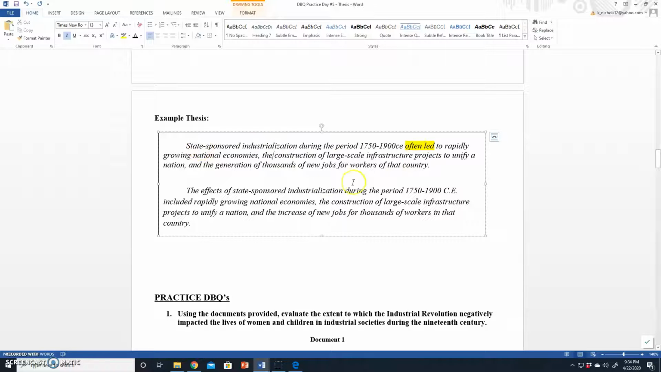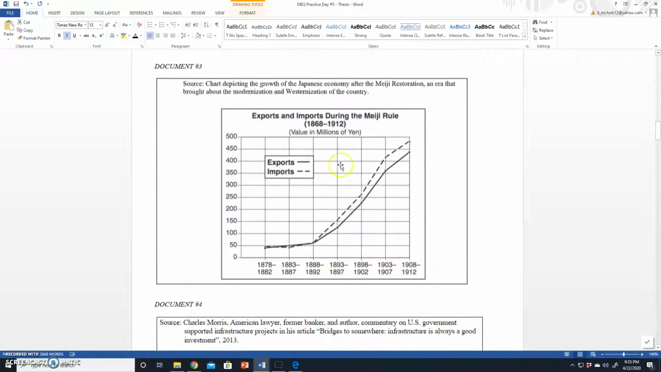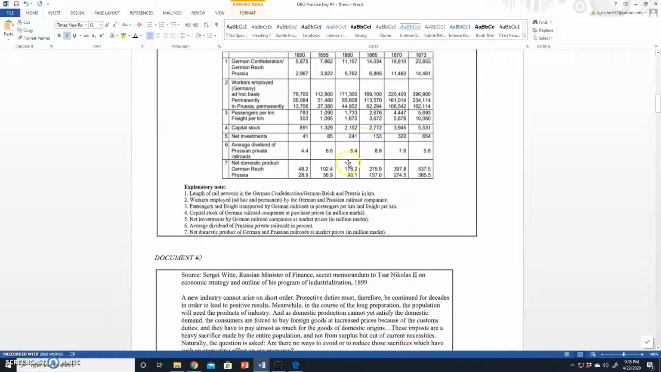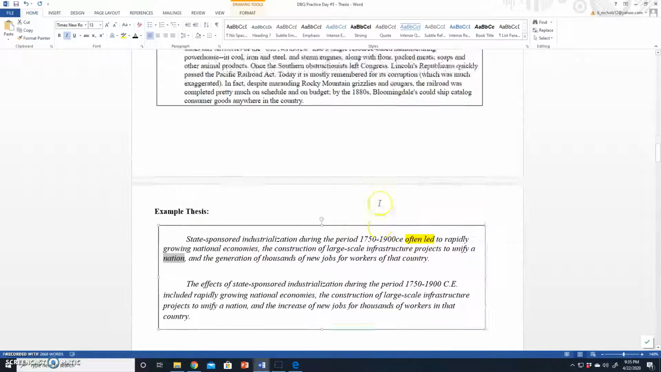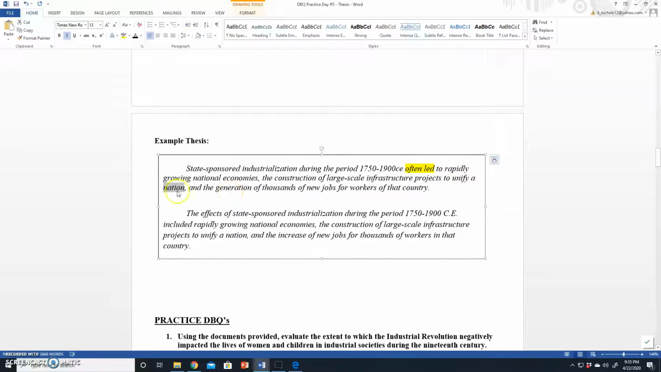Next one. State-sponsored industrialization led to the construction of large-scale infrastructure projects to unify a nation. There's that word again. What does that mean? That means they're building bridges. They're building trade vessels. They're building factories and mills. They're building railroads. All those things are large-scale infrastructure projects, but they're to unify a nation.